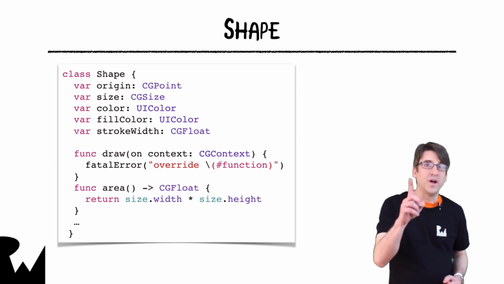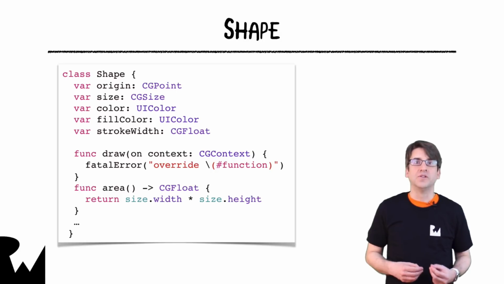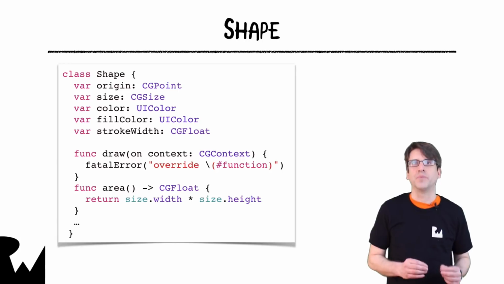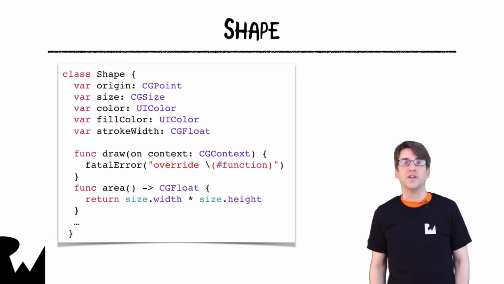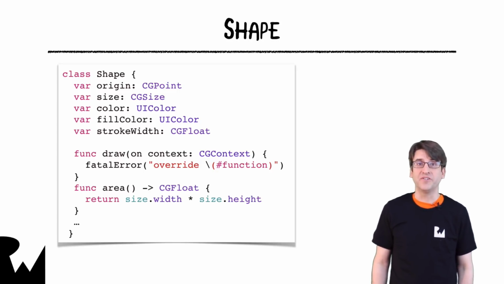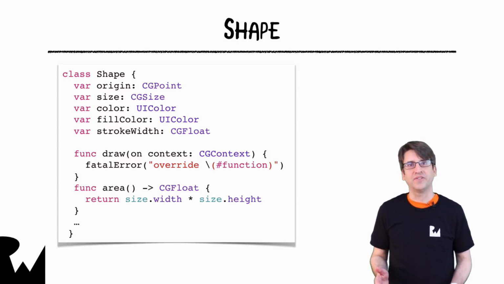Since you can only have one superclass, it's often necessary to combine loosely related concerns into it. Here, drawing, the draw method, and geometry, the area method, are combined. Swift cannot express an abstract base class, and because of this, draw is implemented with fatal error. This will catch implementation errors, but it will only do so at runtime. And this highlights one of the downsides of using classes.